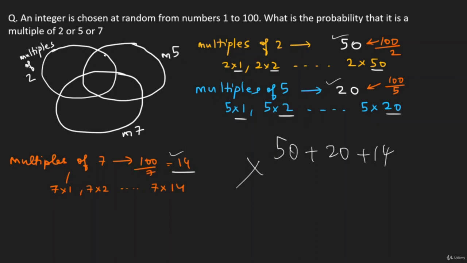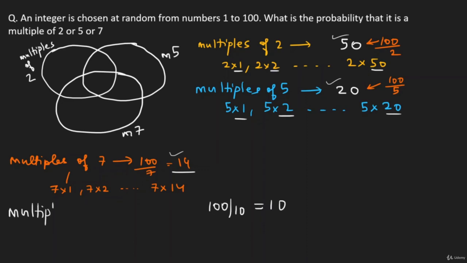And you can see that there is an overlap between these two, right? So if we just do 50 plus 20 plus 14, we will be getting a number which is greater than the number of numbers which are there in this shaded region. All right, so let's find out how to go ahead from this point onwards. Let's start finding the common numbers. What are the multiples of 2 and 5? That would be the multiples of 10, right? And in 100 you have 10 multiples of 10. That's 10, 10 into 2, 10 into 3, up to 10 into 10, right?